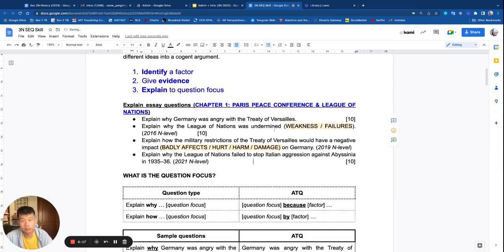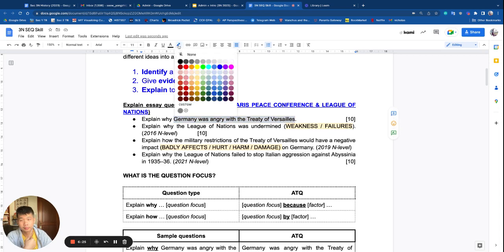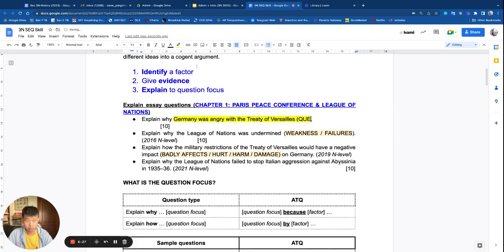So when you look at these questions, explain why Germany was angry with the Treaty of Versailles. This is the question focus. Whole thing. When I find a factor, I need to be able to link the factor to this focus. So I need to be able to find out how a factor, an idea, a way, an argument would demonstrate this question focus. In the end, I must prove this question focus.